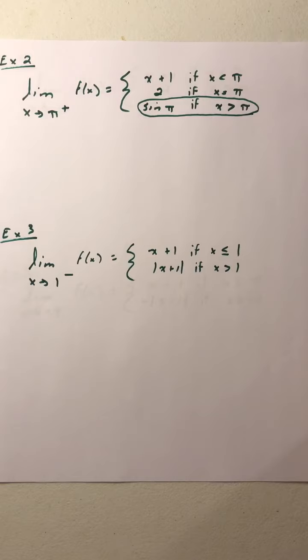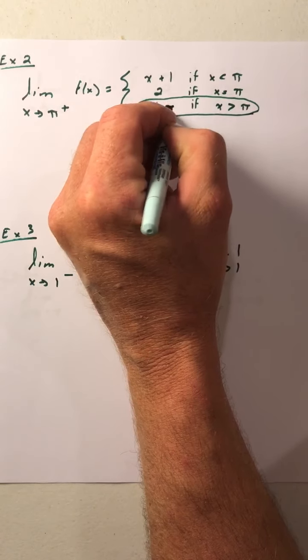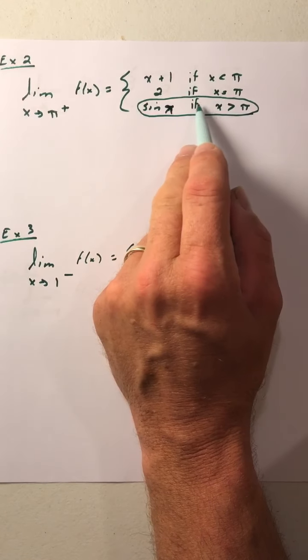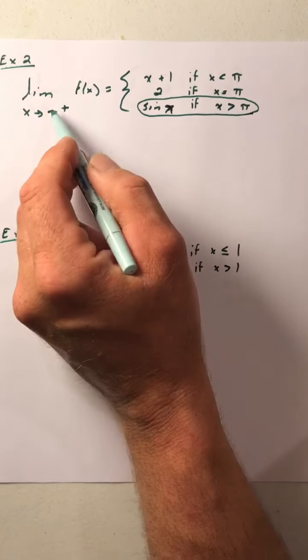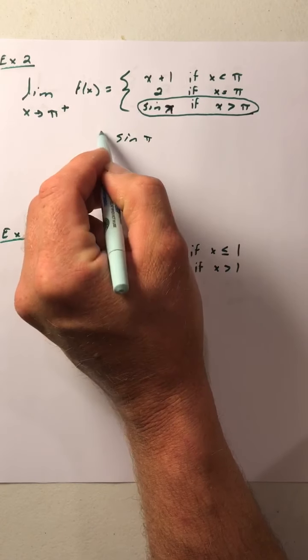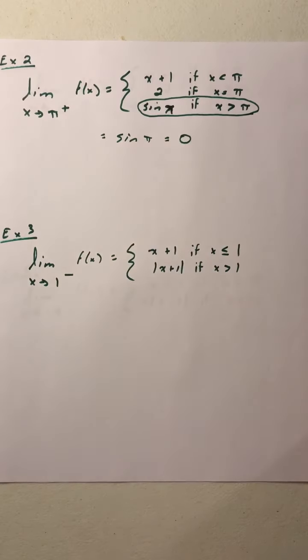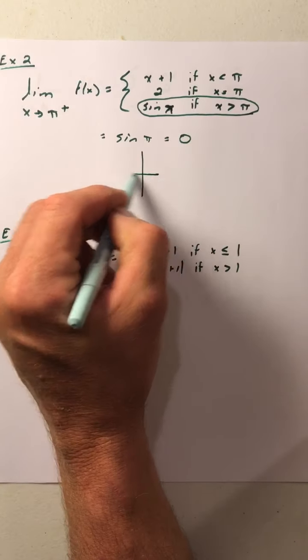So from the positive side, I'm looking at the sine of x, if x is greater than pi. What I can do is plug my pi in, and I get the sine of pi. And the sine of pi, hopefully we know, is 0. Again, that goes back to our unit circle.